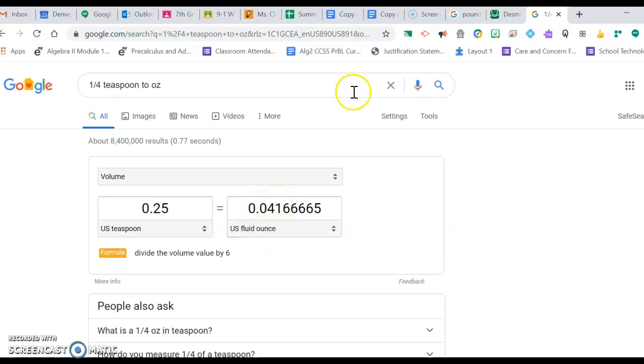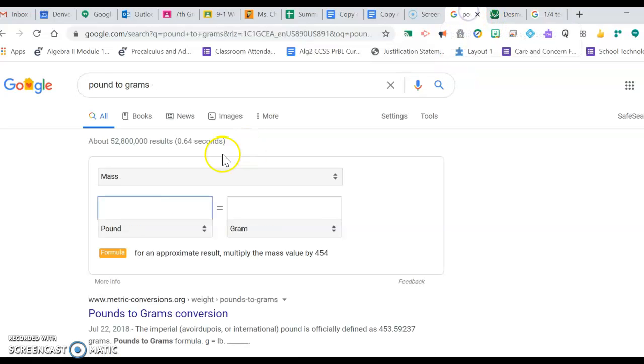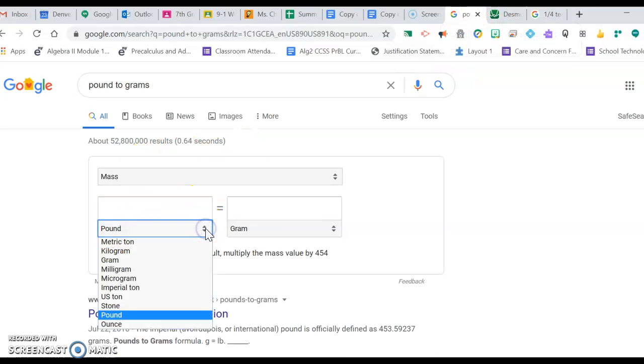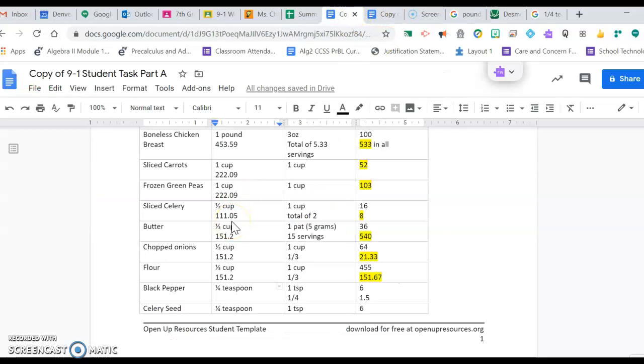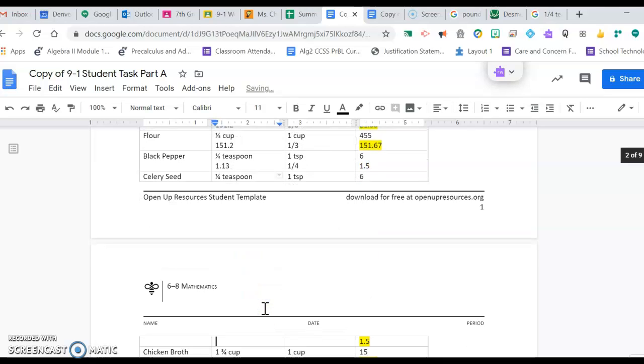Oh, then let's just do ounces. Change this from pounds to ounces. Can we do that? Bam. Yeah, we can. 0.04. So this is 1.13. 1.13. And guess what? This is going to be the same thing. 1.13.